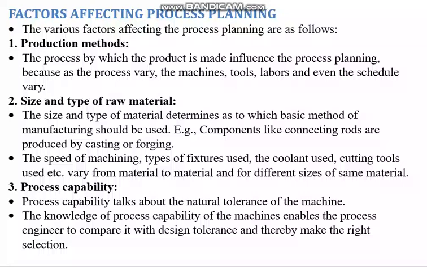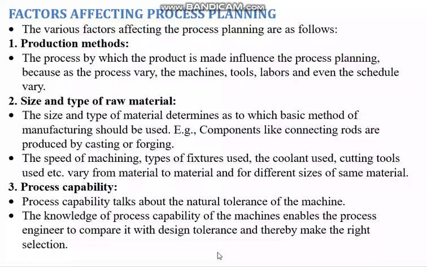Suppose the tolerances cannot be achieved on your machines, because your machines are old, and they have so much play and other things, then you cannot have close tolerances there. Then you say your process capability is not there. Then you have to look to other things. The knowledge of process capability of the machines enables the process engineer to compare it with the design tolerance, thereby make the right selection.